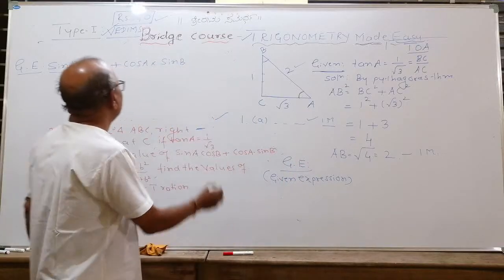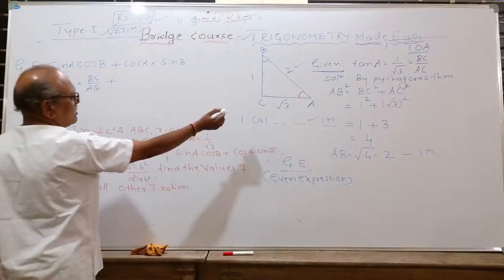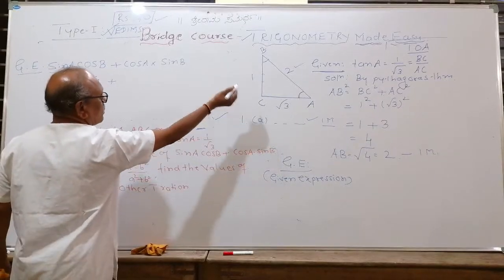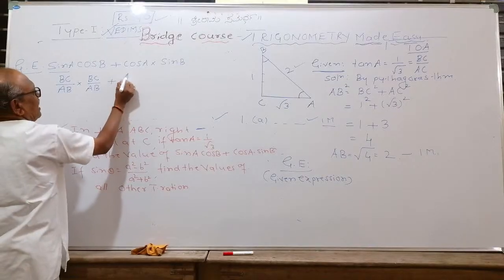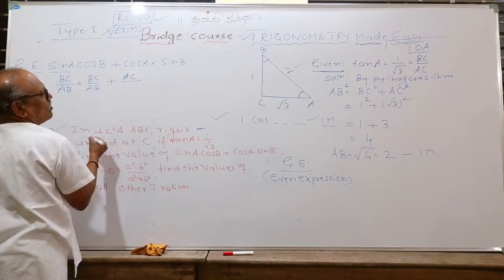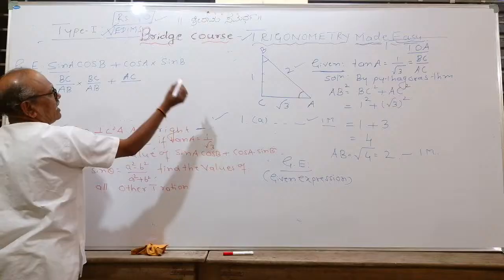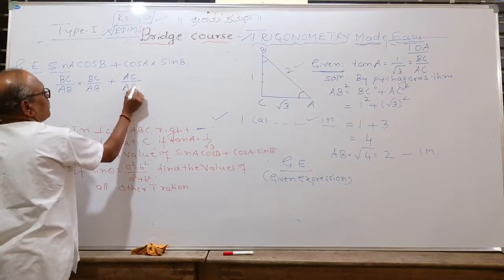Right? See, cos A. What is cos A equal to? Cos A is equal to adjacent upon hypotenuse. What is adjacent? It is AC. Okay, cos A is AC upon AB.